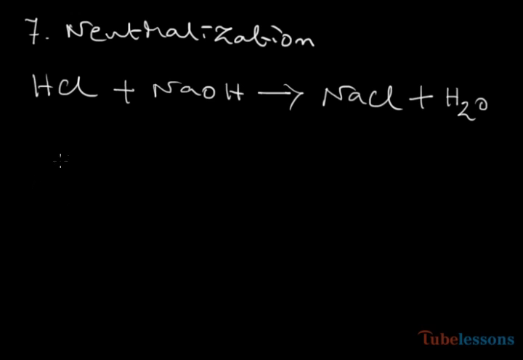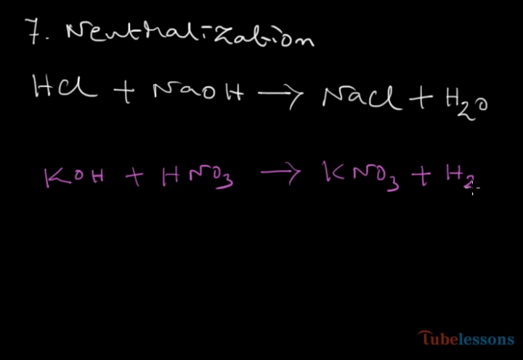Let us give another example of neutralization reaction. Say potassium hydroxide, a base, when it reacts with nitric acid, gives potassium nitrate and water. This is a neutralization reaction. Here the basic character of potassium hydroxide and acidic character of nitric acid have been completely lost, and a salt, potassium nitrate, is formed along with water.